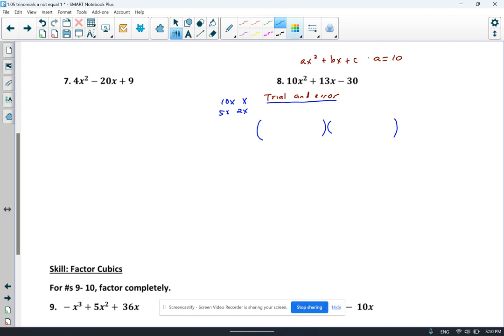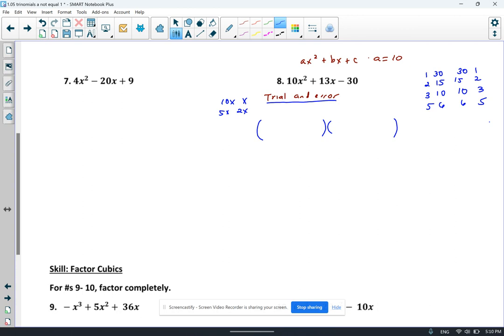What are possibilities for negative 30? Well, you have 1 and 30, but you also have to take into account 30 and 1 with the last term. You have 2 and 15, but you also have to take into account 15 and 2. You have 3 and 10 and 10 and 3. You have 5 and 6 and 6 and 5. And I believe I got them all.